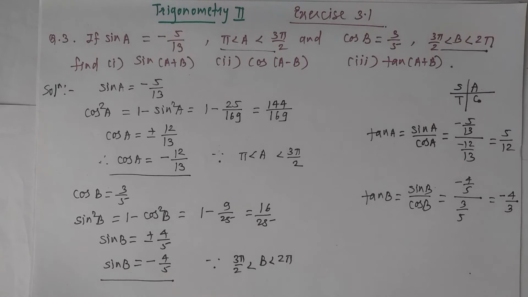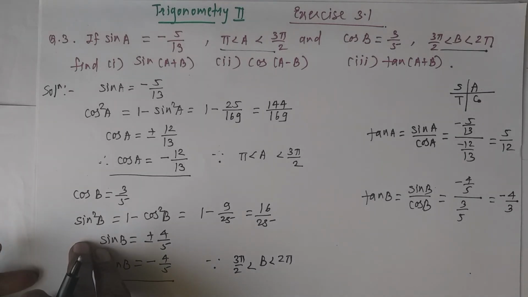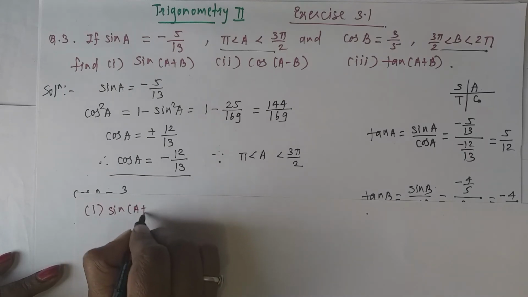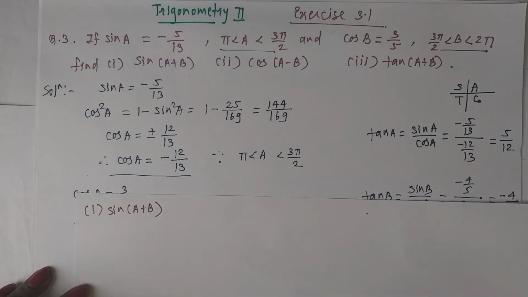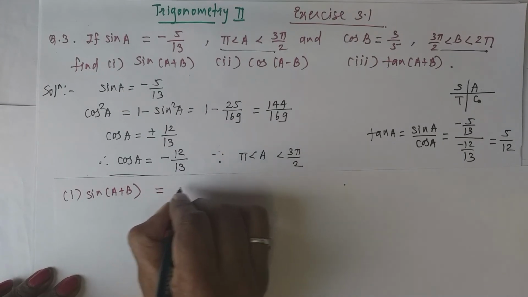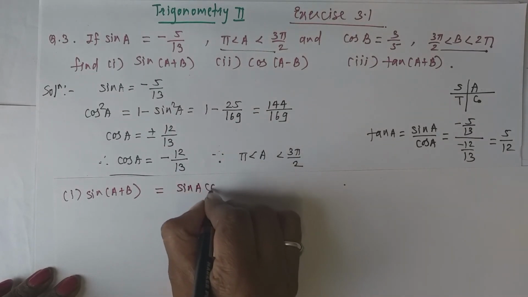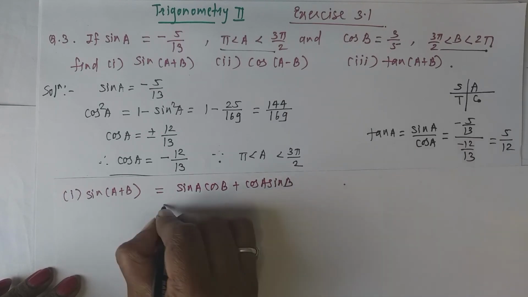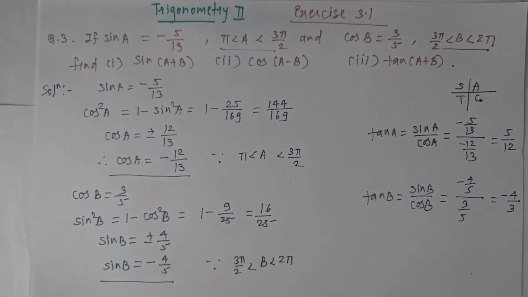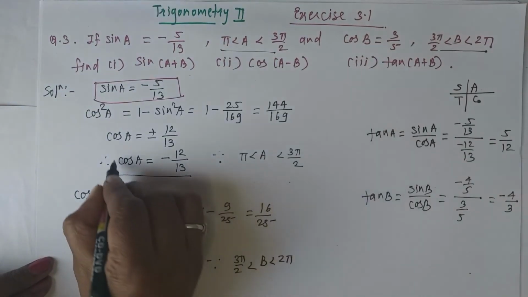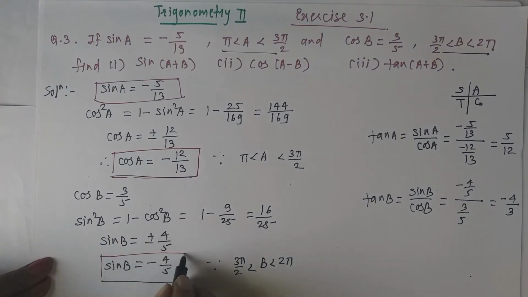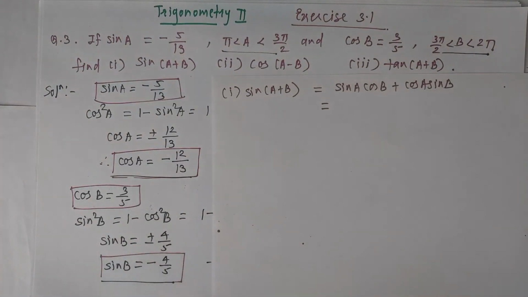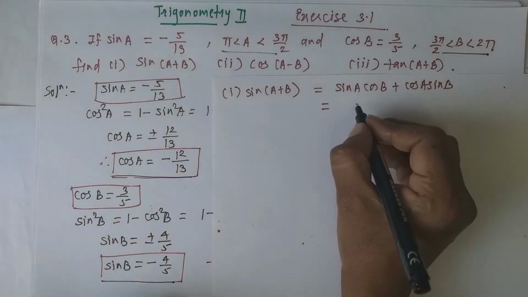Okay. Now we will find sin(A plus B). First we will find this sin(A plus B). Now what is the formula for sin(A plus B)? Formula is sin A cos B plus cos A sin B. Now keep the values. See here, this is sin A, this is cos A, this is sin B, and this is cos B. Okay. Now keep the values in the formula.